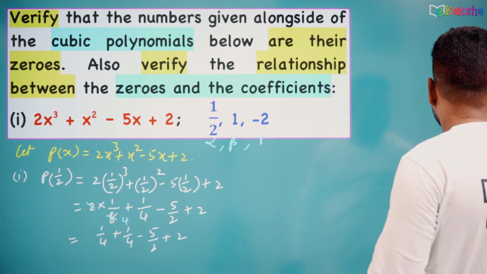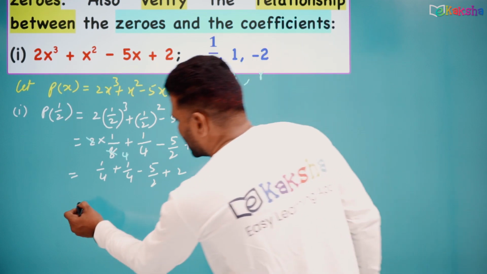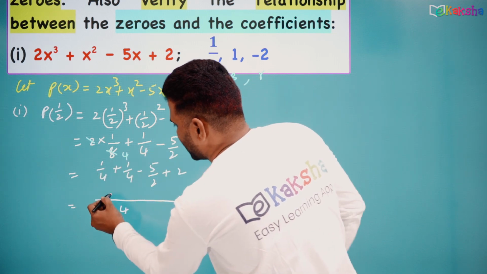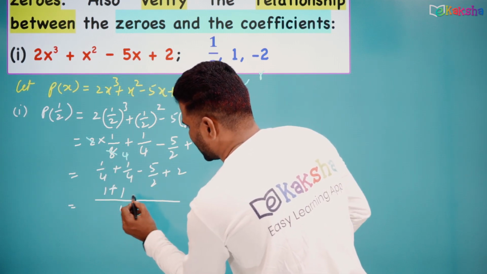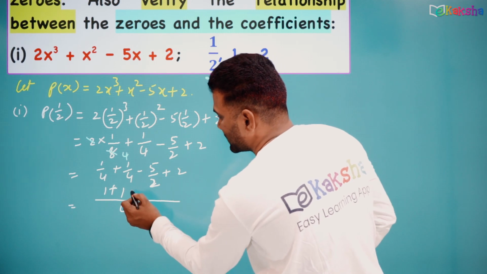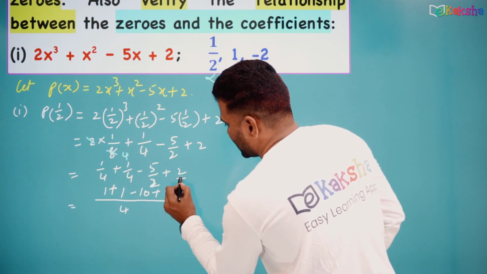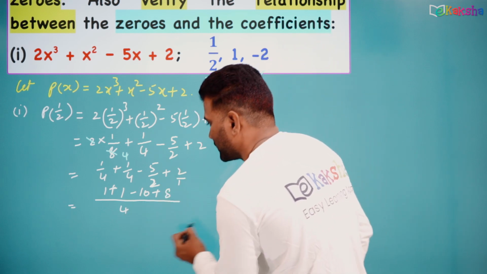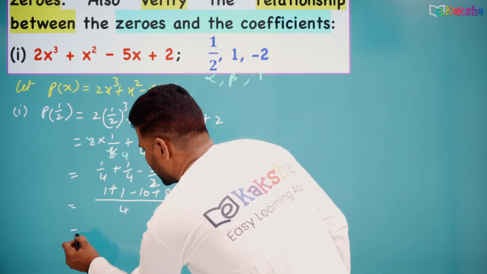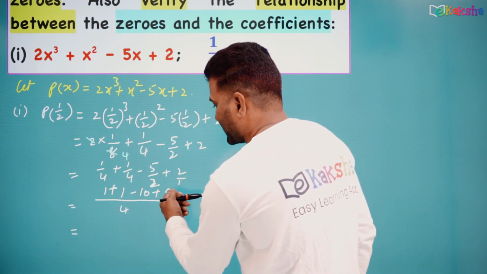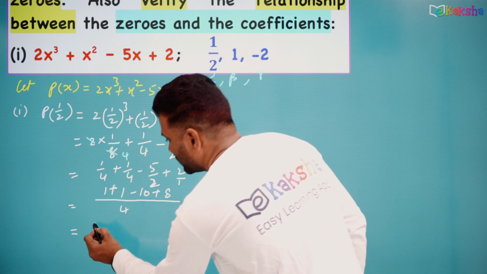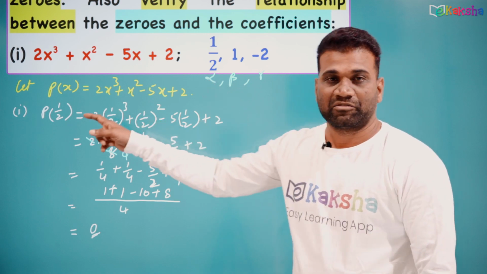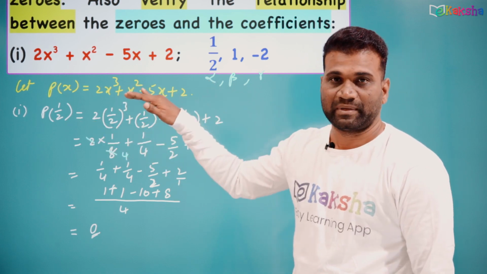To sum up these, let us take LCM, that is 4. 4 divides 4 one time, 1 ones are 1, 4 divides 4 one time, 1 ones are 1. Here 2 divides 4 2 times, 2 5s are 10, plus here nothing is there, which means we have to assume there is 1. 1 divides 4 4 times, 4 2s are 8. Now on summing up all these, we get 1 plus 1 is 2, 2 plus 8 is 10, 10 minus 10 is 0, 0 upon 4 is 0. So we have got 0. So alpha, that is half, is a zero of the given polynomial, right?